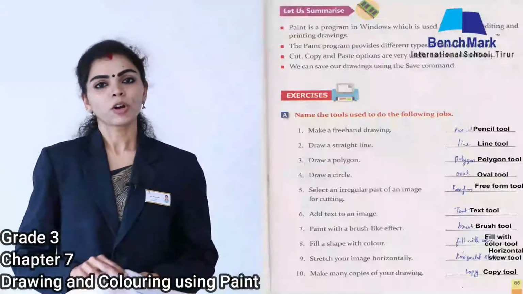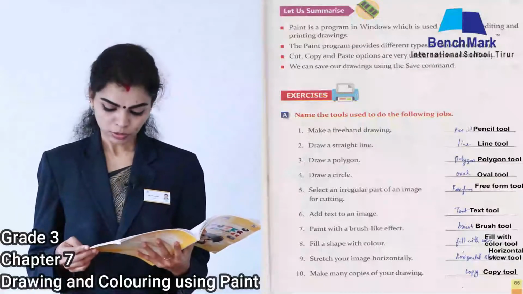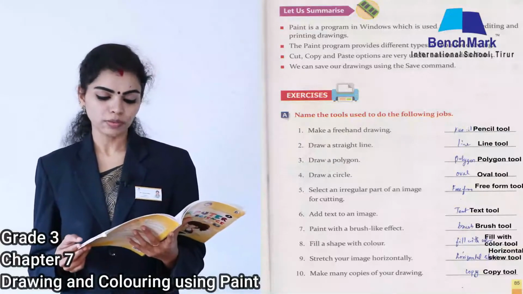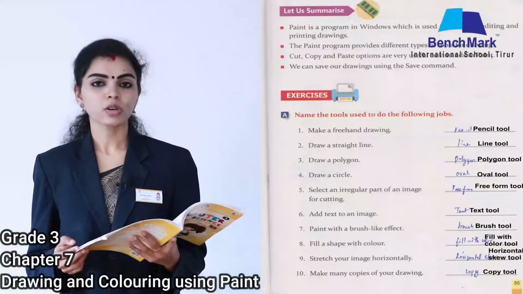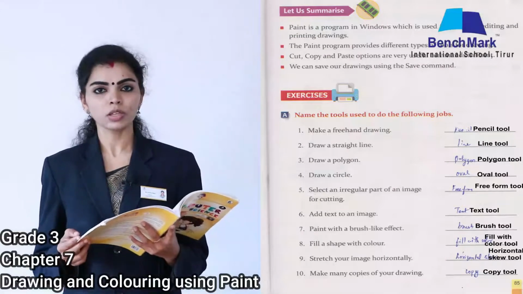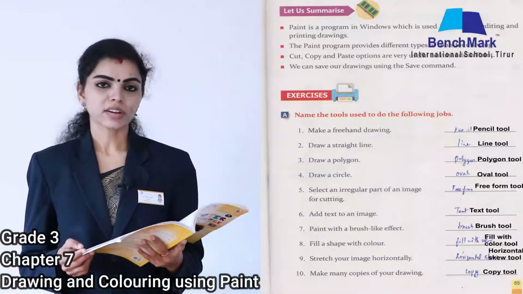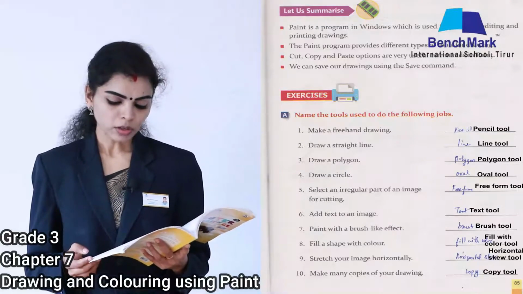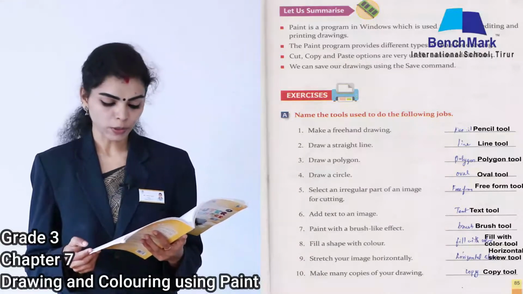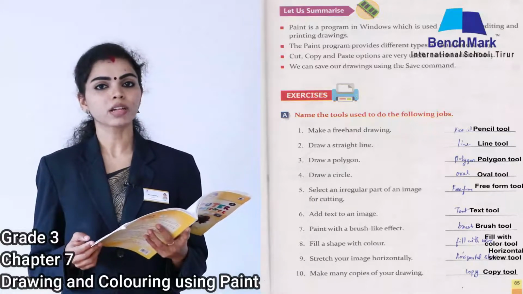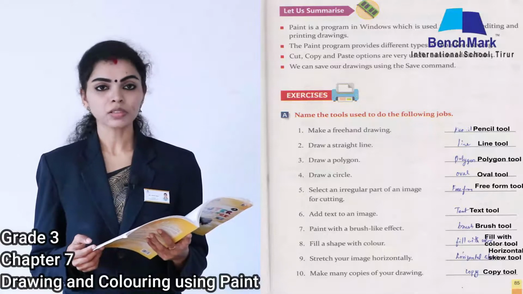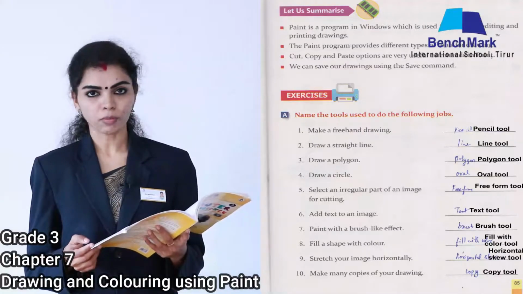Okay, we will see what the book back exercises are. So, please take page number 85. In that, name the tools used to do the following job. Make a freehand drawing. For making a freehand drawing we use the pencil tool. Draw a straight line. For drawing a straight line we use the line tool. Draw a polygon. For drawing a polygon we use the polygon tool. Draw a circle. For drawing a circle we use the oval tool. Select an irregular part of an image for cutting. For that we use the free-form tool.